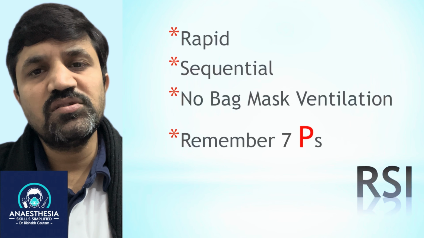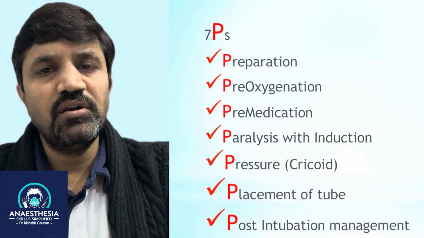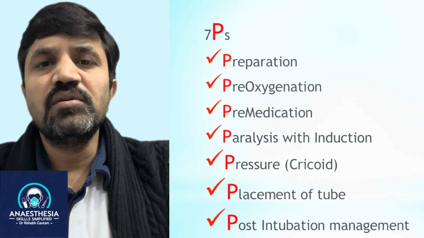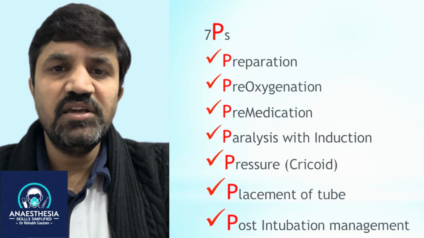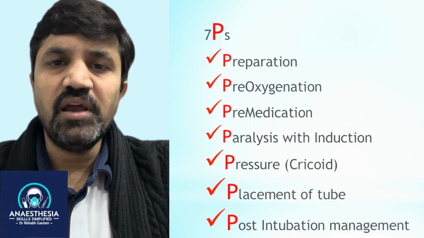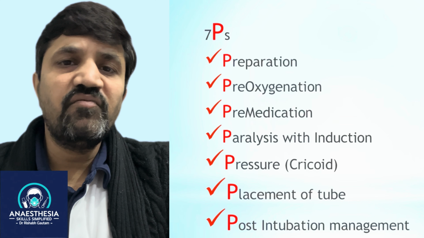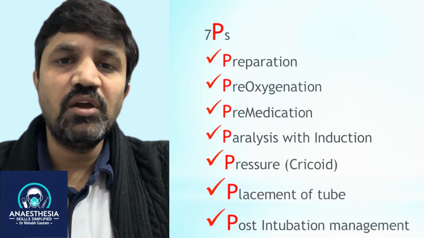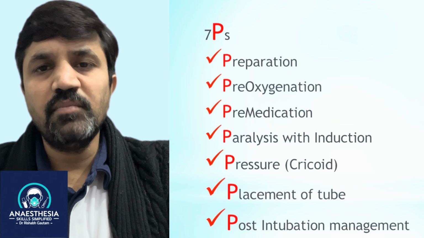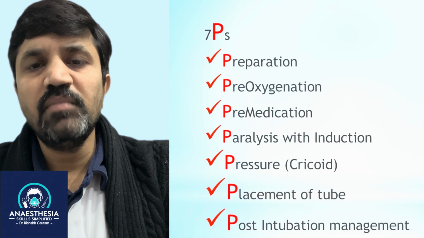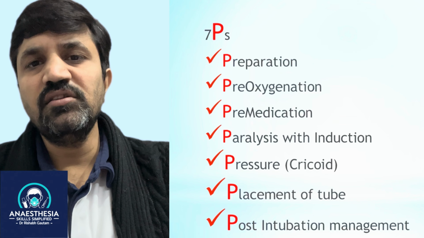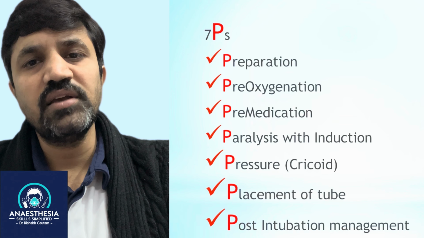The 7 P's of RSI are: number 1 is preparation, number 2 is pre-oxygenation, number 3 is pre-medication, number 4 is paralysis and induction, number 5, and a very important one, is cricoid pressure, number 6 is placement of tube, and number 7 is post-intubation management. So let's go one by one and understand the core concept of RSI.